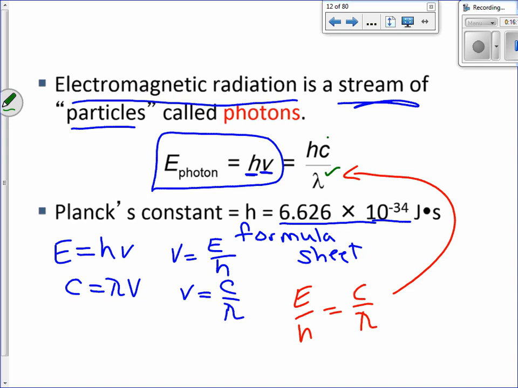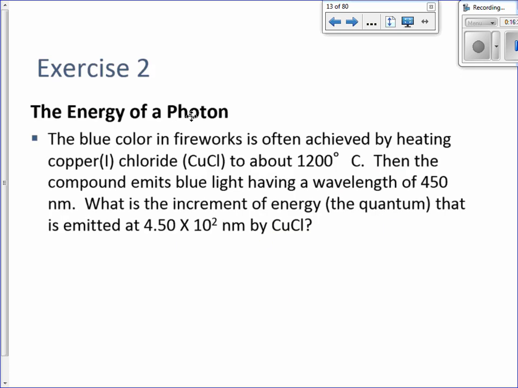What else do we automatically know? Speed of light and Planck's constant. So you can solve for energy pretty easily, right? So let's go ahead and solve that one. I'm just doing the quick conversion from nanometers to meters here, okay?